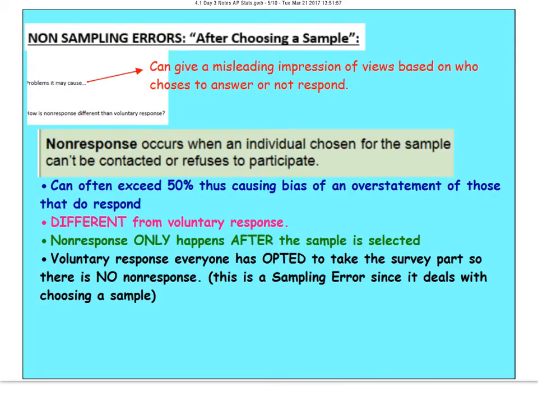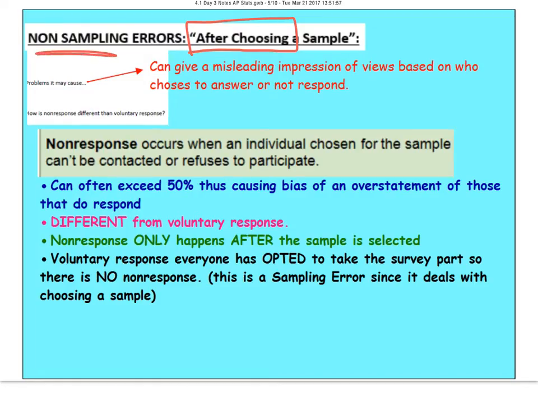Now, after you've chosen the sample, there are also errors that could happen when you perform the actual collecting of the data. So this is something to be cautious of after choosing the sample. Remember, undercoverage could happen while you're picking your sample. One of the first things, which is a good non-sampling error, is called non-response.